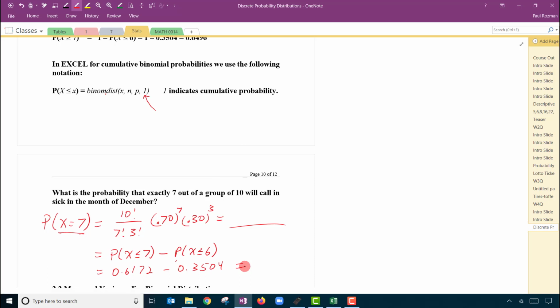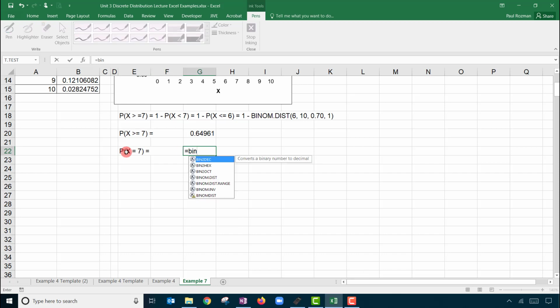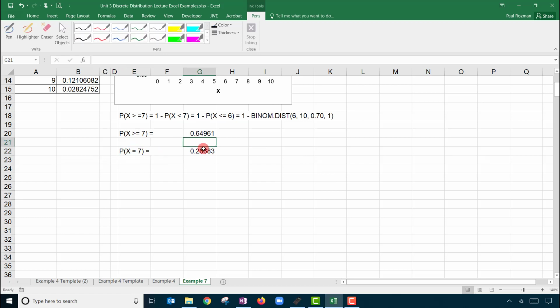So we have lots of options here on how we calculate these things. I get 0.2668. And if I want the probability that x is equal to 7, I can just do equals binom.dist, and I want 7 successes out of 10 trials, 70% chance of being successful, and now I don't want it to be cumulative, so I put a 0 on the end. And now you match our answer from before.